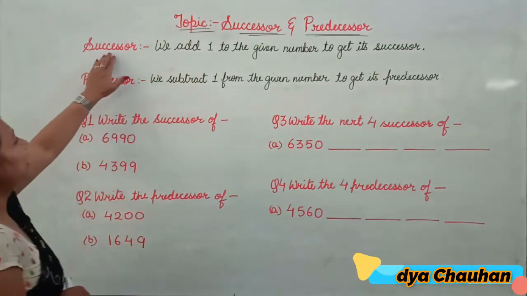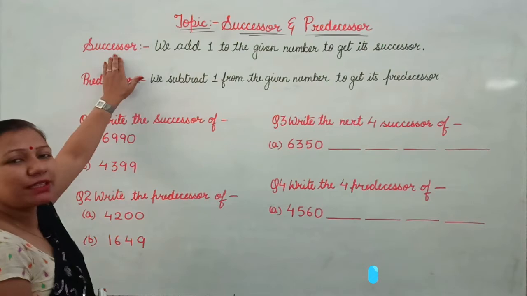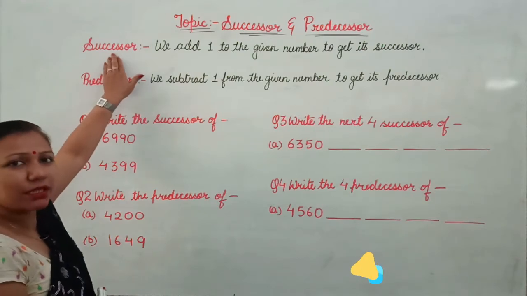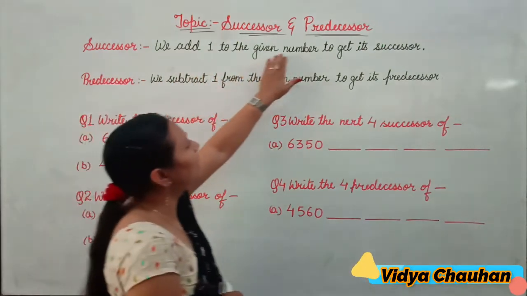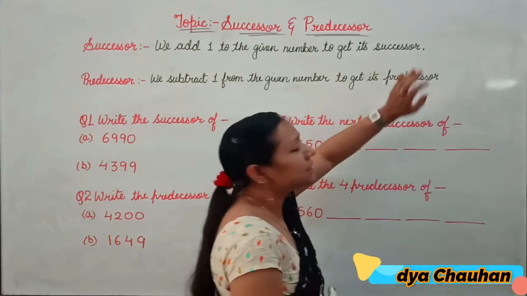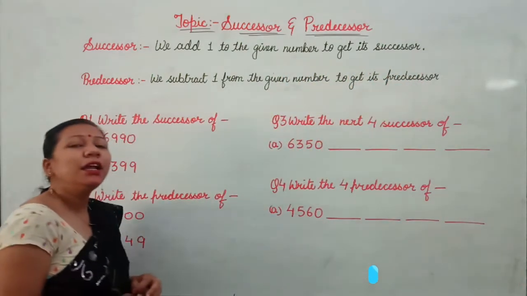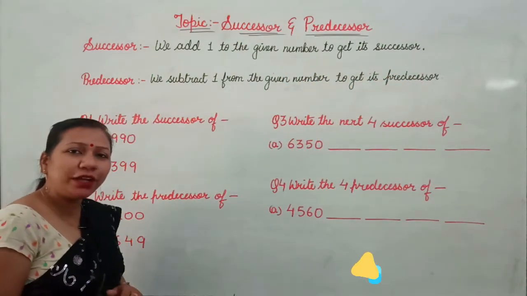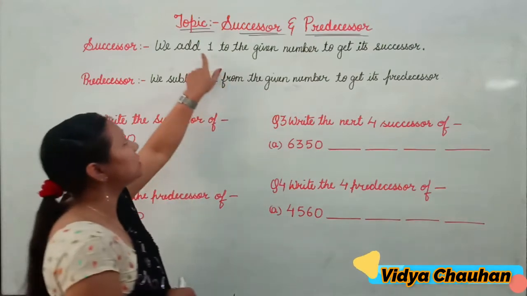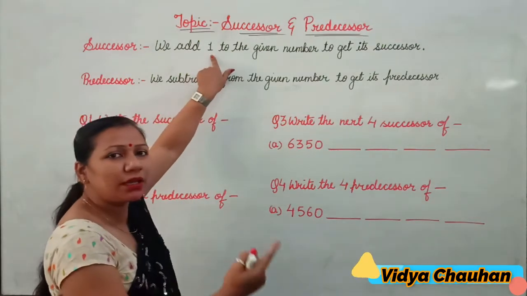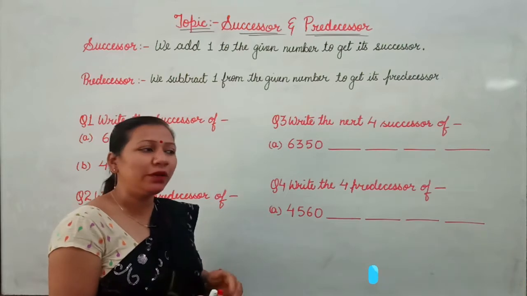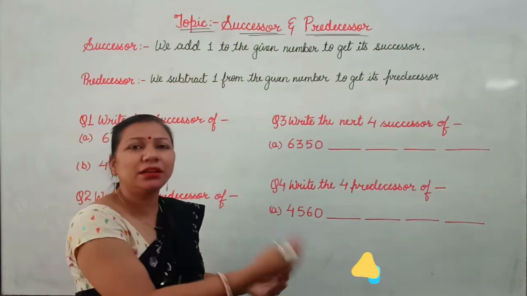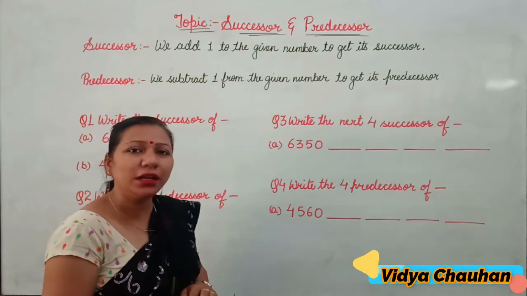Here, the very first definition, or you can say the important key point related to successor, is that we add 1 to the given number to get its successor. That means if we have to find the successor of any number, what you have to do is add 1 to the given number. As you add 1 to any number, you will get the successor, that means the next value of the given number.